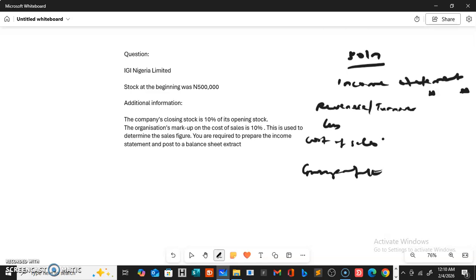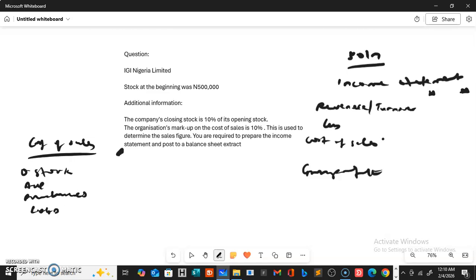But for us to calculate the cost of sales, this is opening stock, add purchases if you have purchases in the question. We also have cost of goods available for sale, less closing stock, then we have cost of sales.